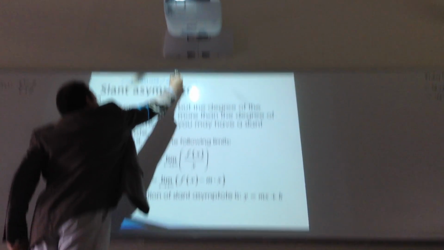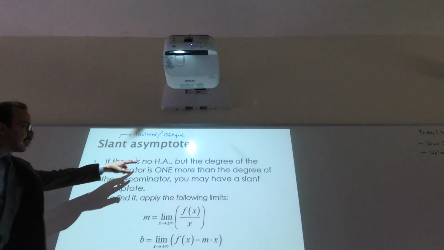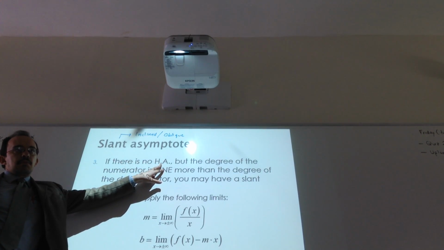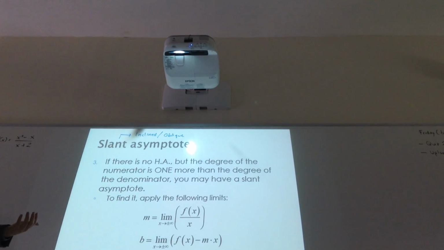or oblique line or asymptote. Okay? In this case, for example, a function is going to have a slant asymptote if there is no horizontal asymptote. Okay? And there are two new formulas to find it.